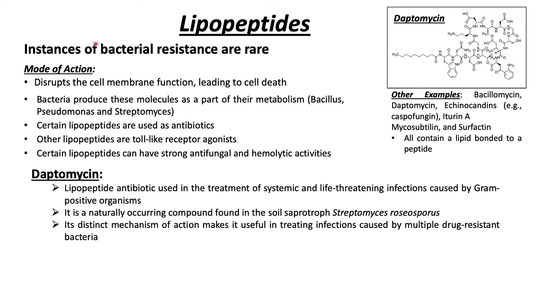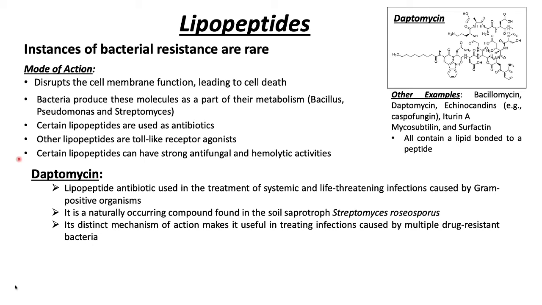Lipopeptides are drugs that disrupt the cell membrane function, leading to cell death. One example is daptomycin, the structure of which is shown here. Other examples include bacillomycin, echinocandins, iturin A, mycosubtilin, and surfactin. All of these drugs contain a lipid bonded to a peptide. Turns out bacteria can produce these molecules as part of their metabolism. For example, Bacillus, Pseudomonas, and Streptomyces all produce lipopeptides. Certain of these lipopeptides are used as antibiotics. Others are toll-like receptor agonists.